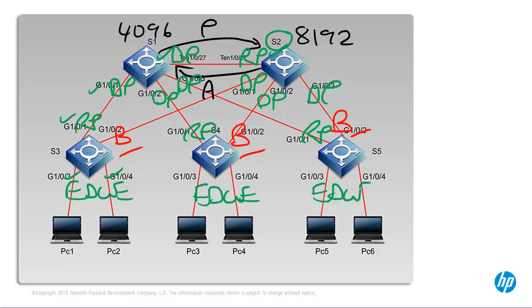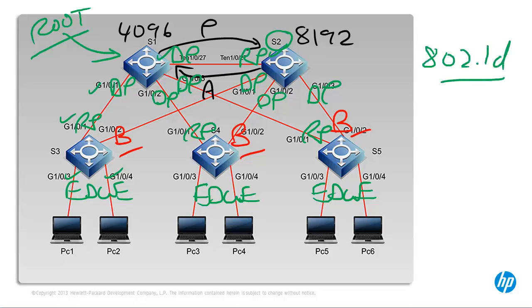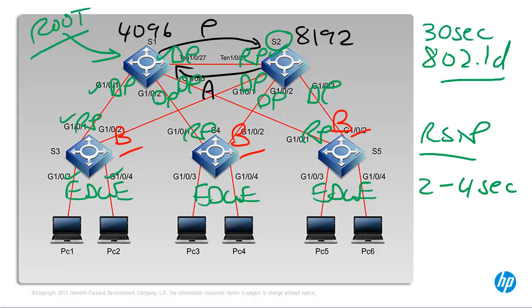Now, rapid spanning tree only has a single root. So in this topology, this switch is the root. The resulting topology is exactly the same as what we had with 802.1d. It just happened a lot quicker. Rapid spanning tree convergence will vary depending on the size of your topology, but with rapid spanning tree, your convergence, as a rule of thumb, is going to be between 2 and 4 seconds, whereas with 802.1d, it was around 30 seconds. So a massive performance increase.